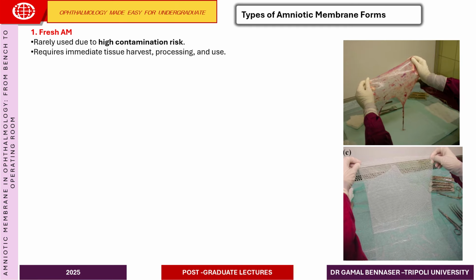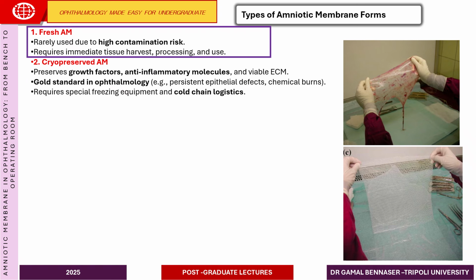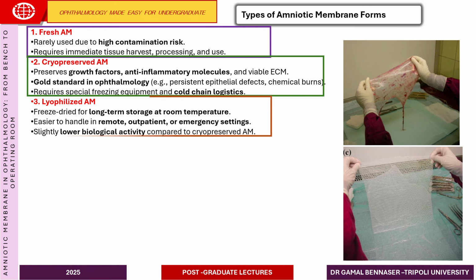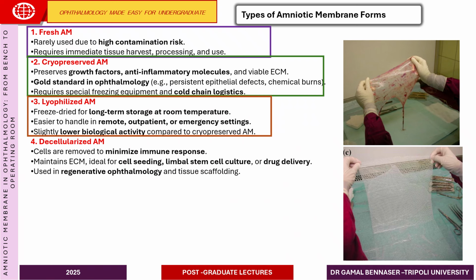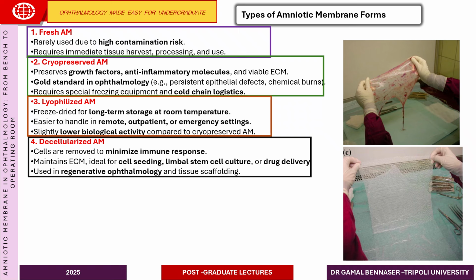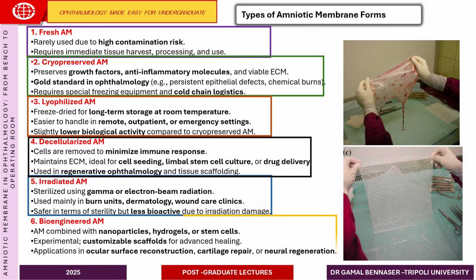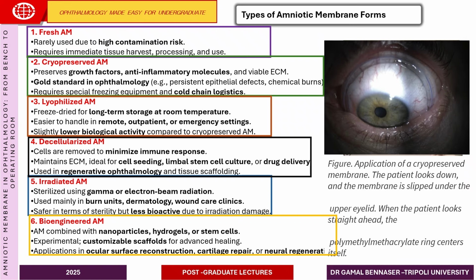Now we will speak about the different types of amniotic membrane forms available. Of course, the most primitive one is the fresh amniotic membrane, which is rarely used nowadays due to the high contamination risk and requires immediate tissue harvesting and processing. The most famous one is the cryopreserved amniotic membrane, and also the lyophilized amniotic membrane and the decellularized amniotic membrane. Then we have the irradiated amniotic membrane and finally the bioengineered amniotic membrane.